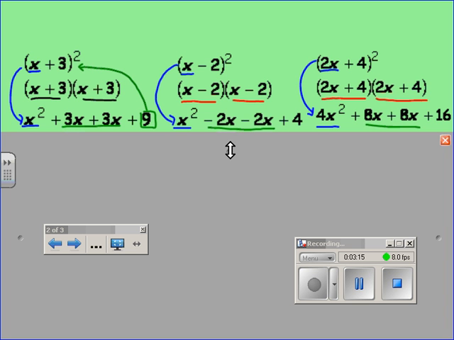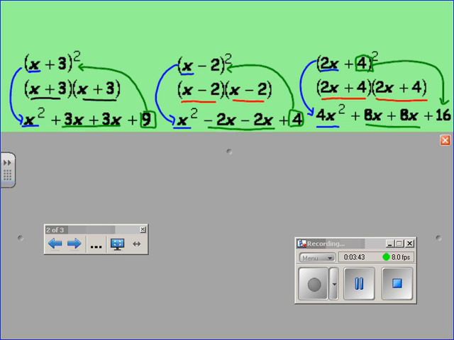In the second expression, we have 4 as our last term. And again, if we look back at our original binomial, the last term was a 2. You could say it was a -2. -2 squared gives us 4. In the third expression, we have 4, and if we square 4, we get positive 16.